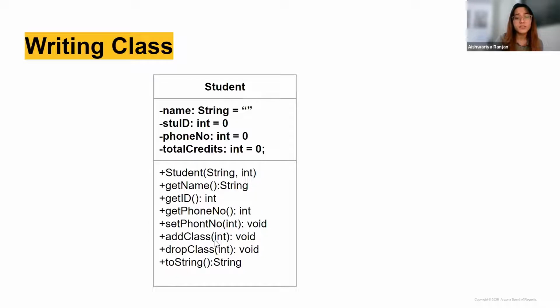So I just want to specify that add class has the input type int. What I mean from this is the number of credits. So you want to add a 3 credit class, so you would have int 3 inside. And similarly, you want to drop a 3 credit class, so you would have 3 over here. So I'm going to wait for some time so you could get a chance to try this out yourself, and then we'll go over the answers.